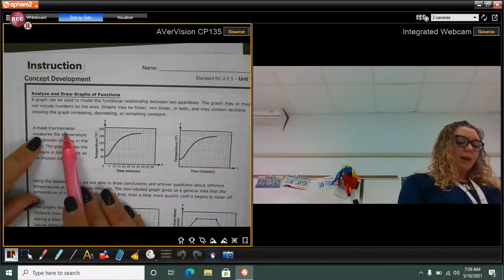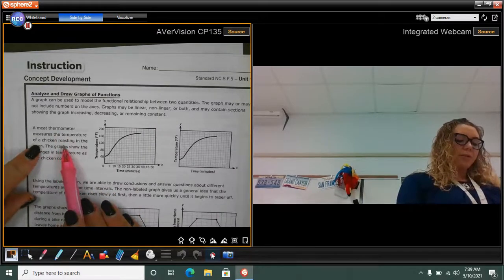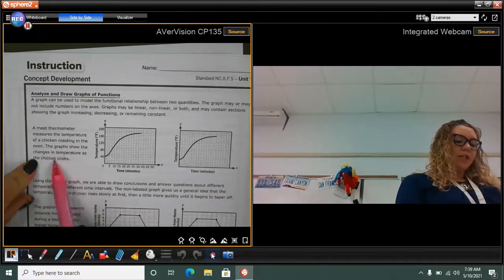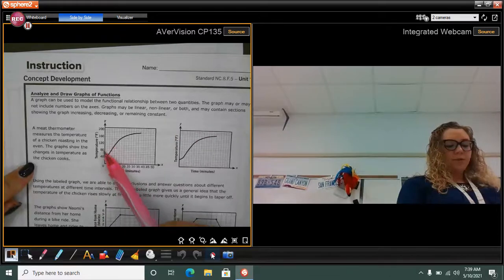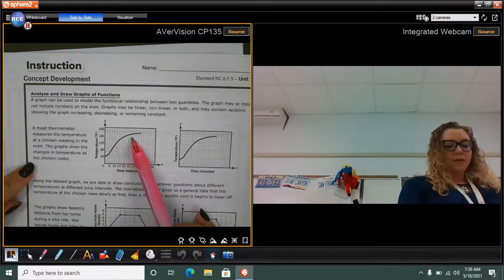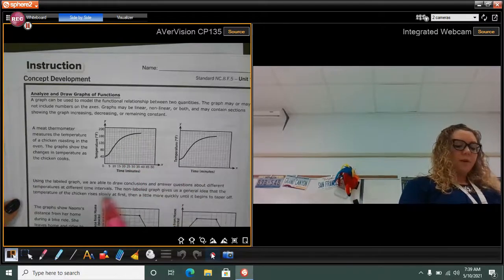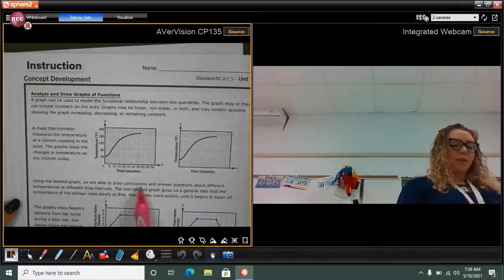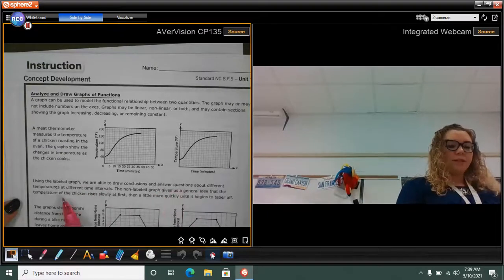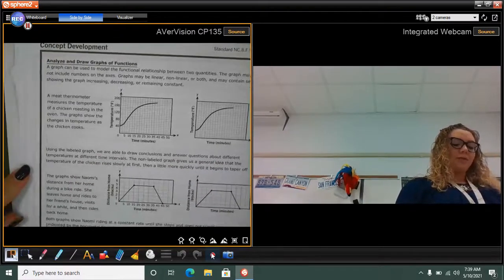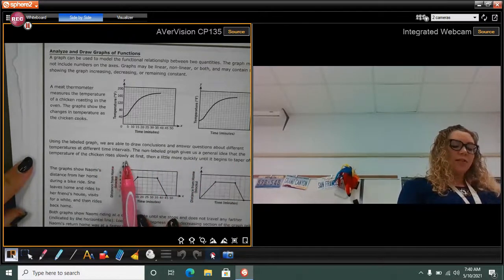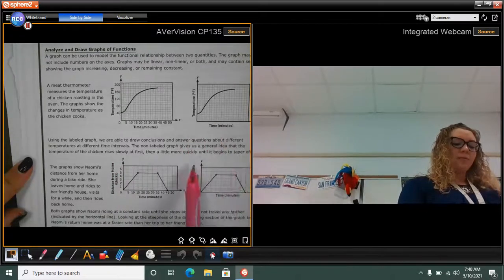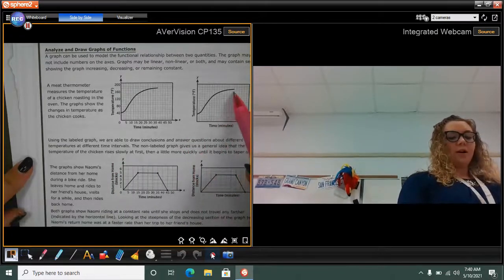A meat thermometer measures the temperature of a chicken roasting in the oven. The graph shows the changes in temperature as the chicken cooks. Here's the temperature and here's the time. As time goes on, what's happened to the temperature? It is increasing. Using the graph, we're able to draw conclusions and answer questions about different temperatures at different time intervals. The graph gives us a general idea that the temperature of a chicken rises slowly at first and then more quickly until it begins to taper off.